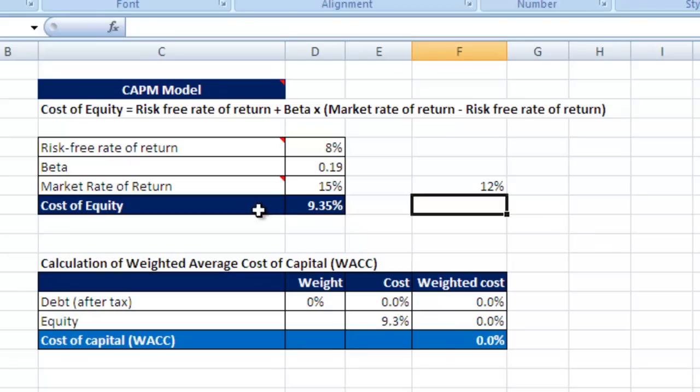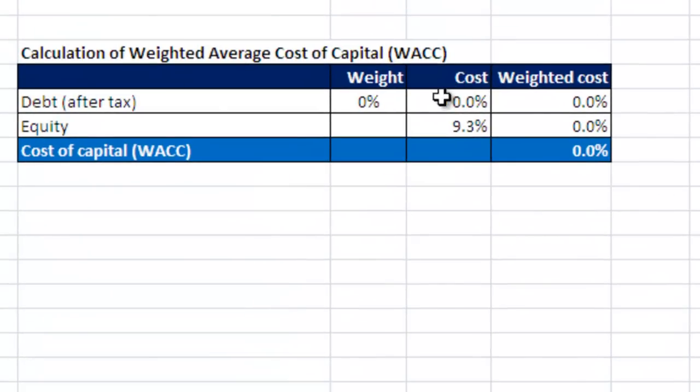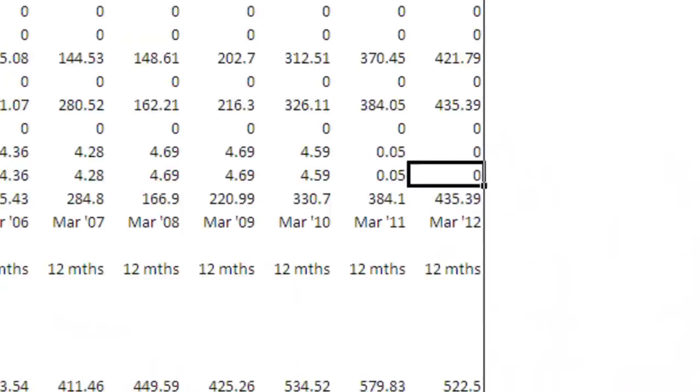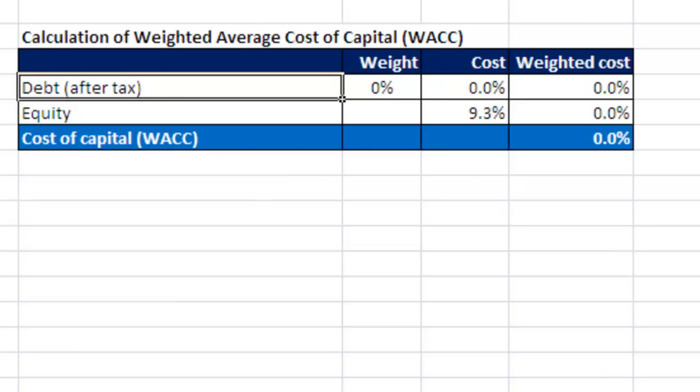After calculating cost of equity, let's move to weighted average cost of capital. How is weighted average cost of capital calculated? It is calculated by multiplying the respective weights by their cost. So let's say debt. What is debt for this company? Let's see the weight. Go to the balance sheet and check total debt. So total debt is 0. So we can safely say debt after tax is 0. You need to take the cost of debt after tax, since this interest is tax deductible. You need to take this percentage after tax.